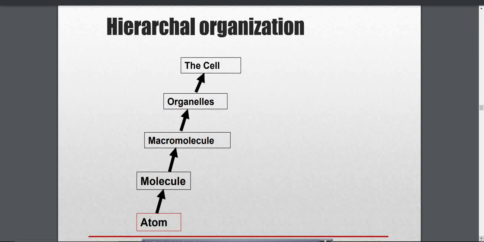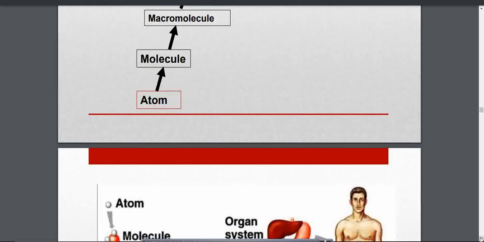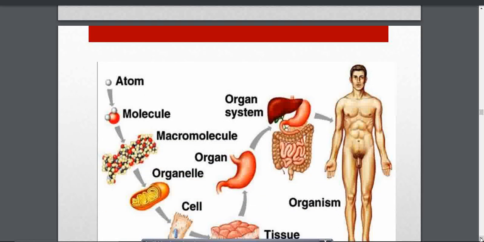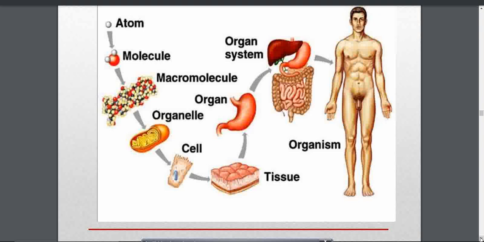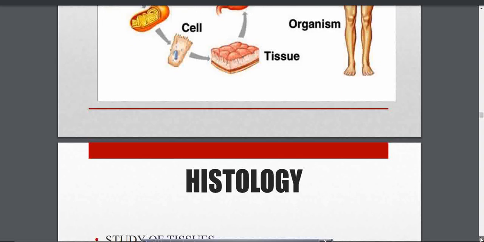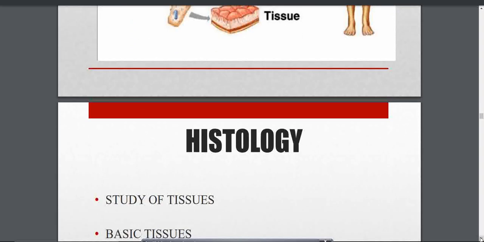Then cells combined, several of a typical kind, give us tissue. Similarly, many tissues combined will give us organs, and then organs which are synchronized and coordinated to perform a specific function will give us an organ system, which further will give us the organism. So that is what I was telling you: atom, molecule, macromolecule, organelle, cell, tissue, organ, organ system, organism, which is now you. So all of the systems and components of your body are destined towards one simple function.